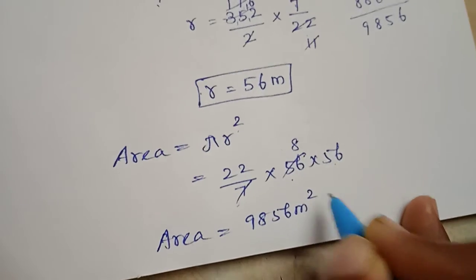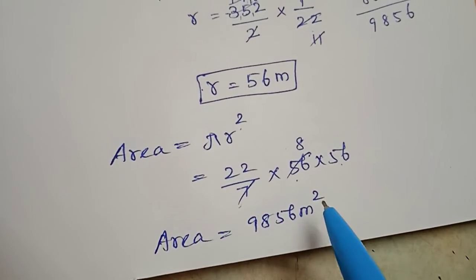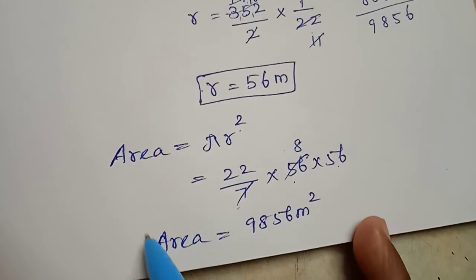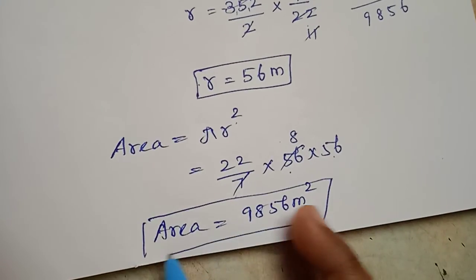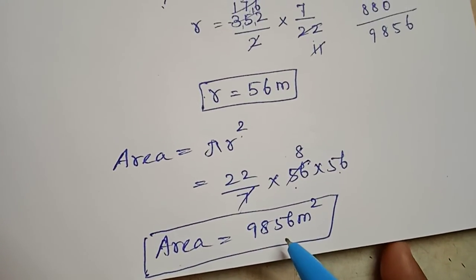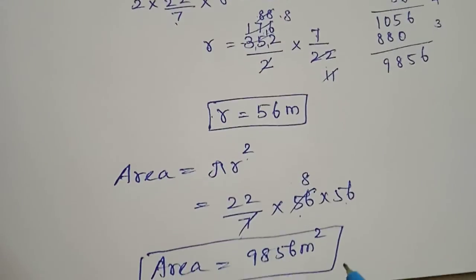9856 meter square. Whenever you are writing area, you have to write meter square, okay? Otherwise, they'll reduce the mark. So area equal to 9856 meter square.